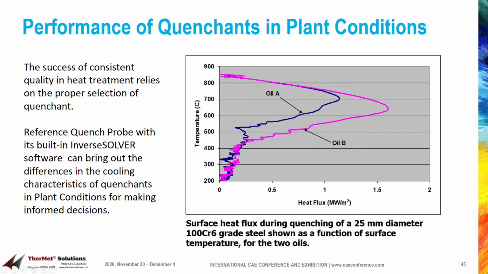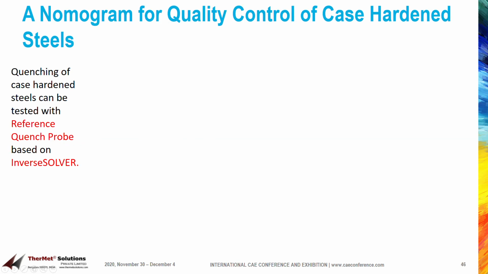The graphs show clearly that oil A has a maximum heat flux of 1.1 megawatt per meter square at 700 degrees centigrade, while oil B showed a maximum heat flux of 1.6 megawatt per meter square at around 645 degrees. As the success of heat treatment depends on achieving adequate cooling rates at the right temperature, such plant data is expected to give proper guidance in the selection of quenchants. InverseSOLVER can be used for quenching simulation of case-hardened steels also.